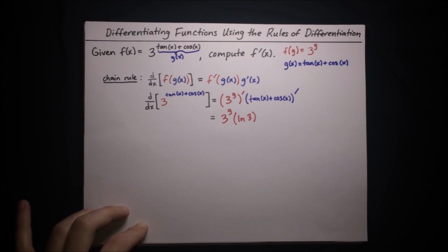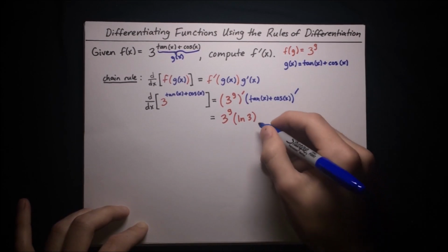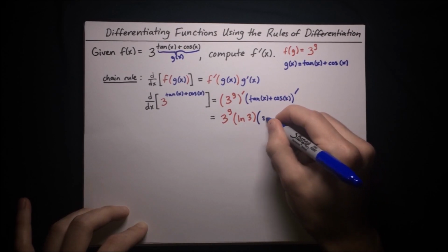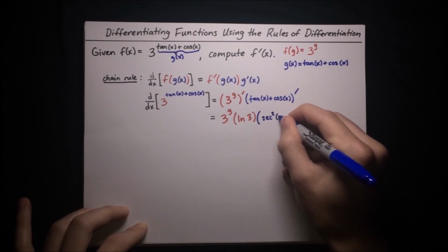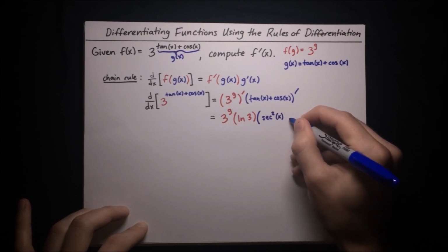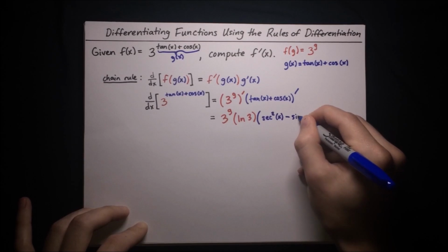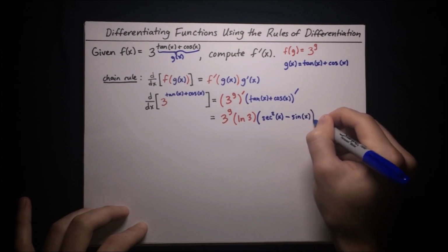Alright, and then moving on, the derivative of tangent x plus cosine x, what is that? Well, the derivative of tangent x is just secant squared x. And the derivative of cosine x is negative sine x. So we have a minus sine x.